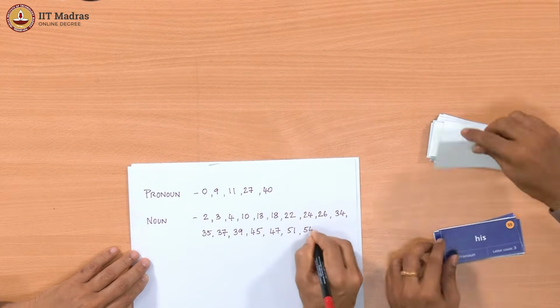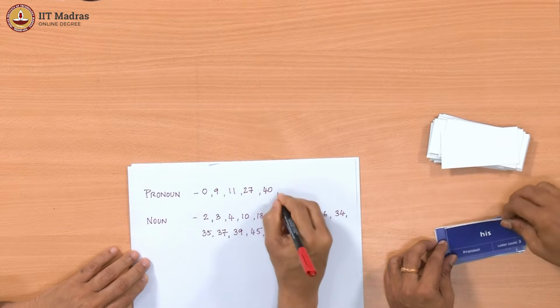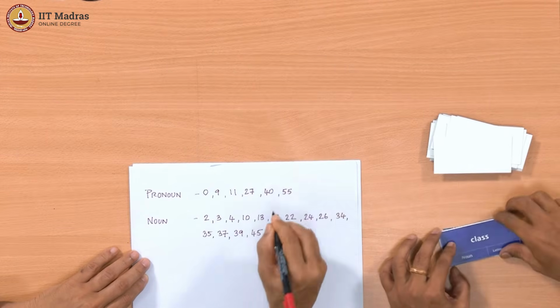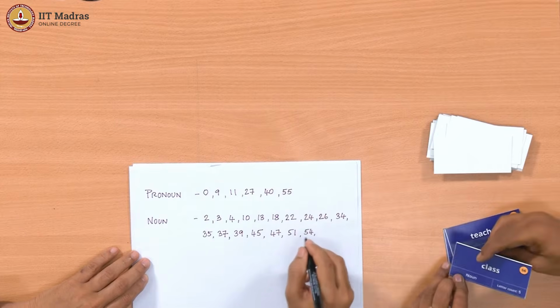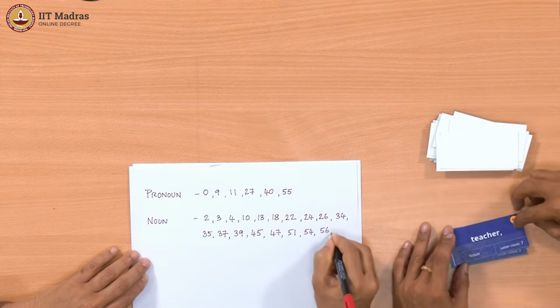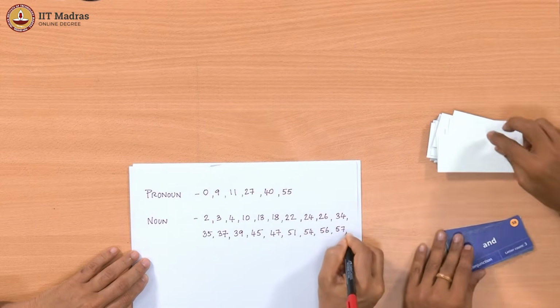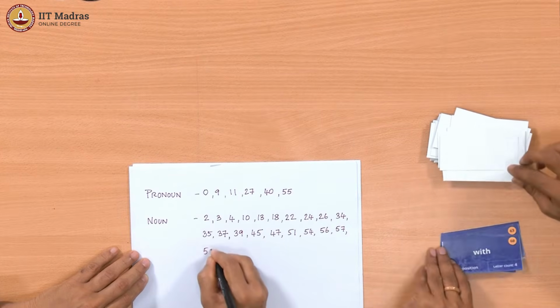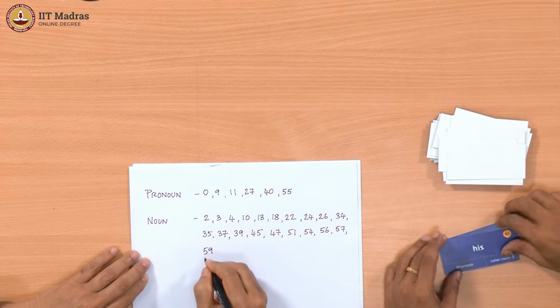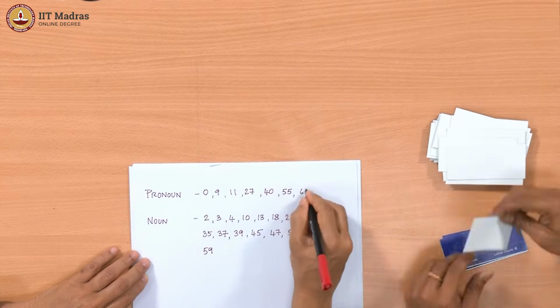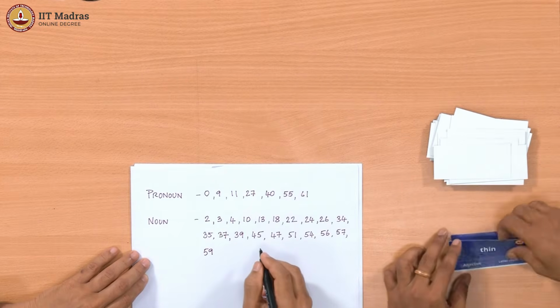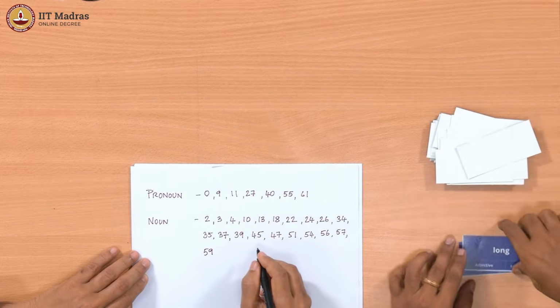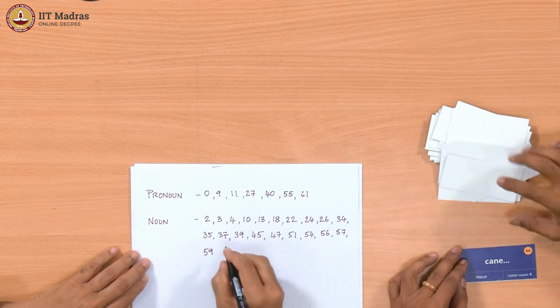Okay. His, 55. Class is a noun, 56. Teacher is a noun, 57. Okay. Conjunction, headmaster is a noun, 59. Okay. Preposition, his is a pronoun, 61. Okay. Thin, long, cane. Cane is a noun, 64.